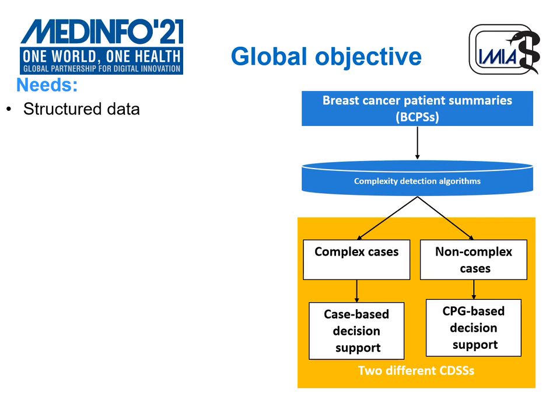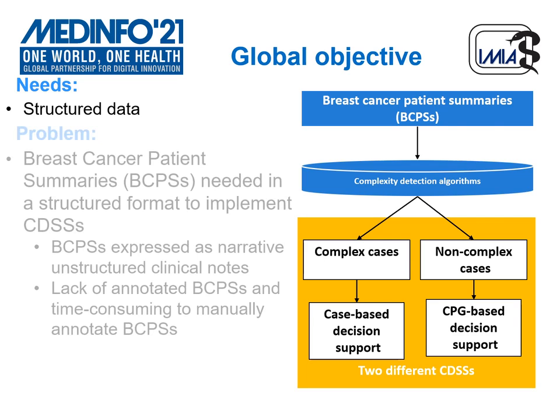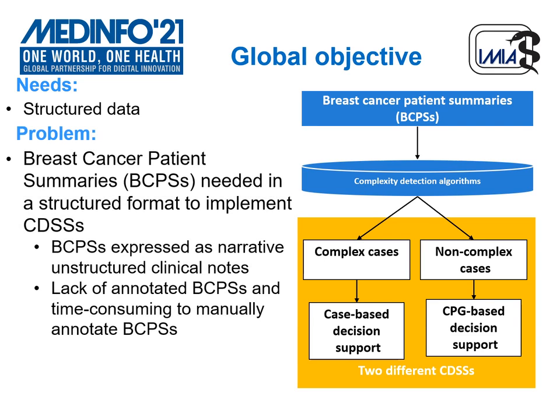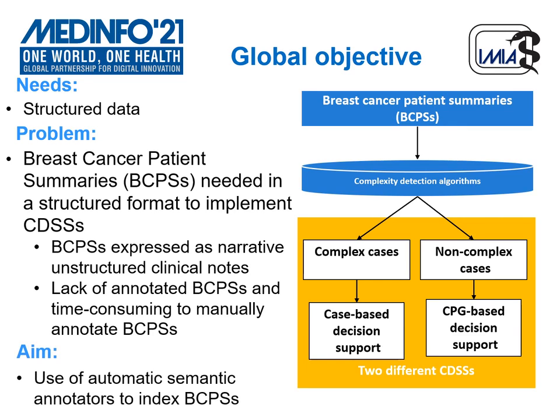So what we need to implement such algorithms is structured data. However, the problem is that the breast cancer patient summaries, or BCPS, are expressed in narrative, textual, and unstructured clinical notes. There is a lack of annotated BCPS, and there is a lack of time to manually annotate all the BCPS. So our aim in this work is the use of automatic semantic annotators to index the breast cancer patient summaries.